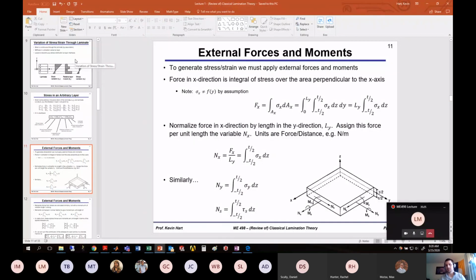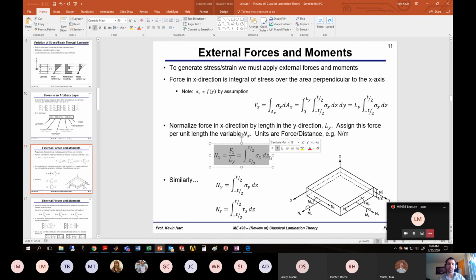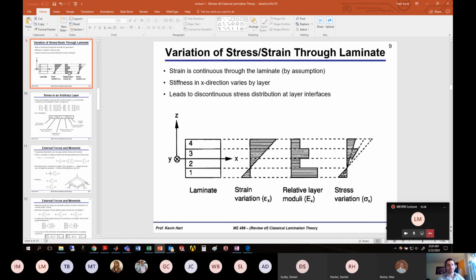Okay, so when we're talking about what this integral generally is, we're talking about Nx, the normalized force in the x direction, which is this general integral from negative t/2 to t/2 of the stress distribution in x. If we go back to what our stress distribution might look like, over here on the far right-hand side is the idealized stress distribution. The integral from negative t/2 to t/2 is just the area prescribed by the hashed out portion of this particular distribution. So Nx is simply the area of this particular stress distribution.